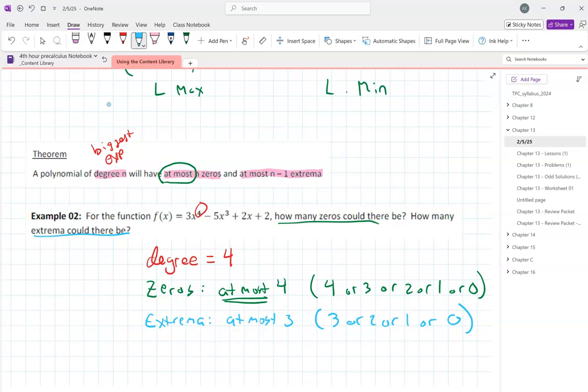Right? Imagine if it was a degree 10 polynomial. It's like, oh my goodness, I'm not writing down all those possibilities. Just let me say at most and get on with my day. I have better things to do than listing these numbers over and over and over again.